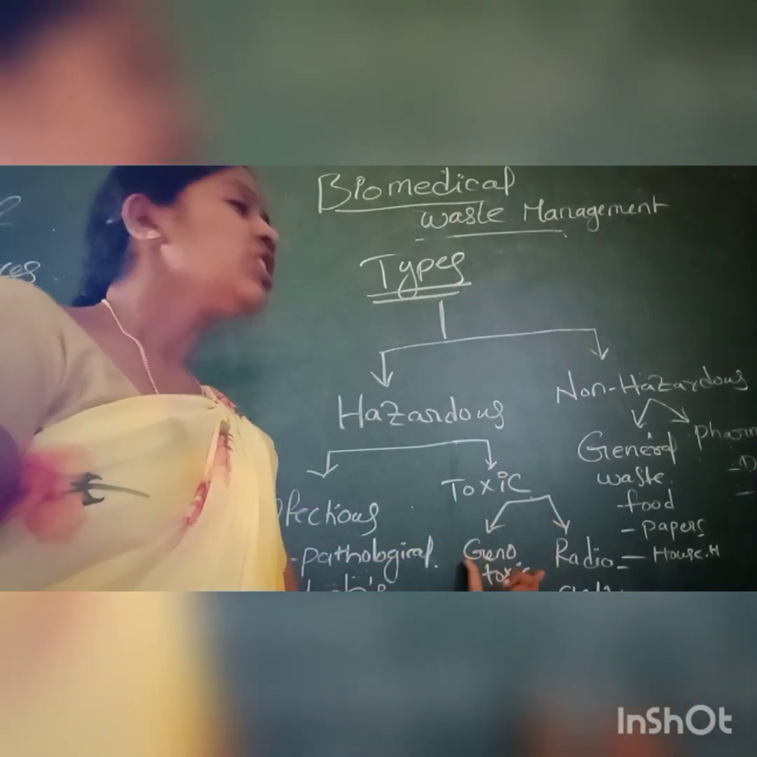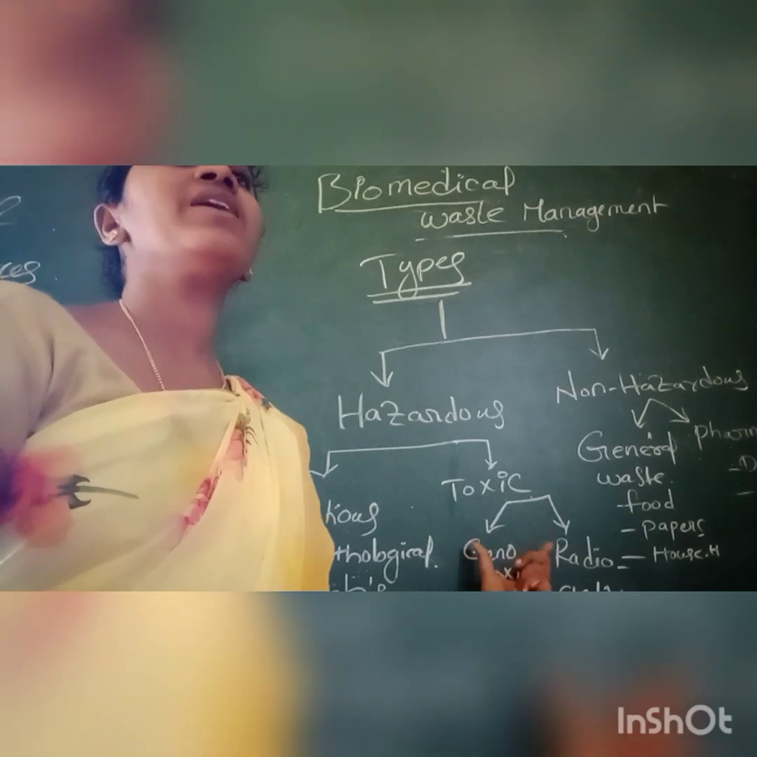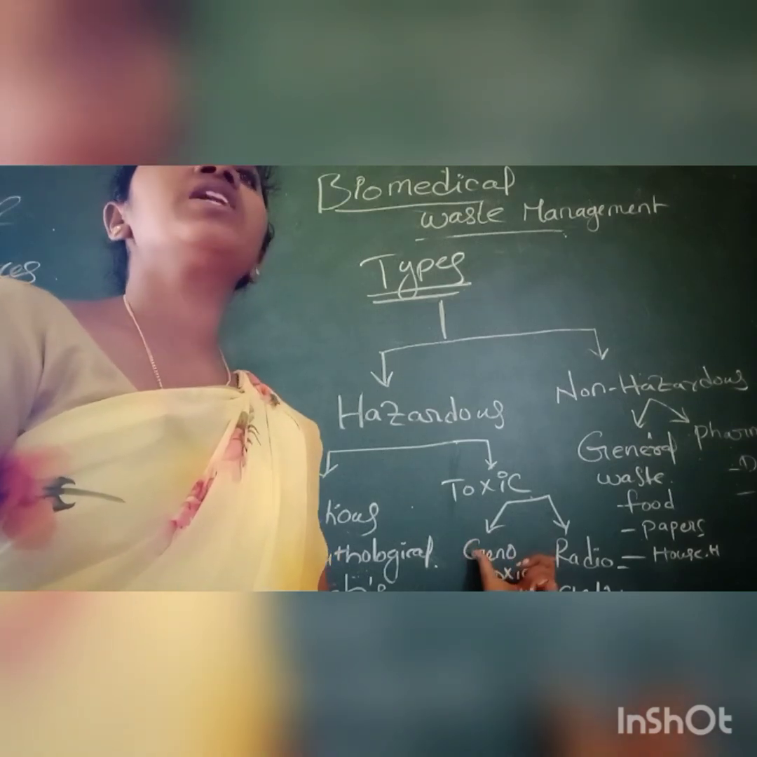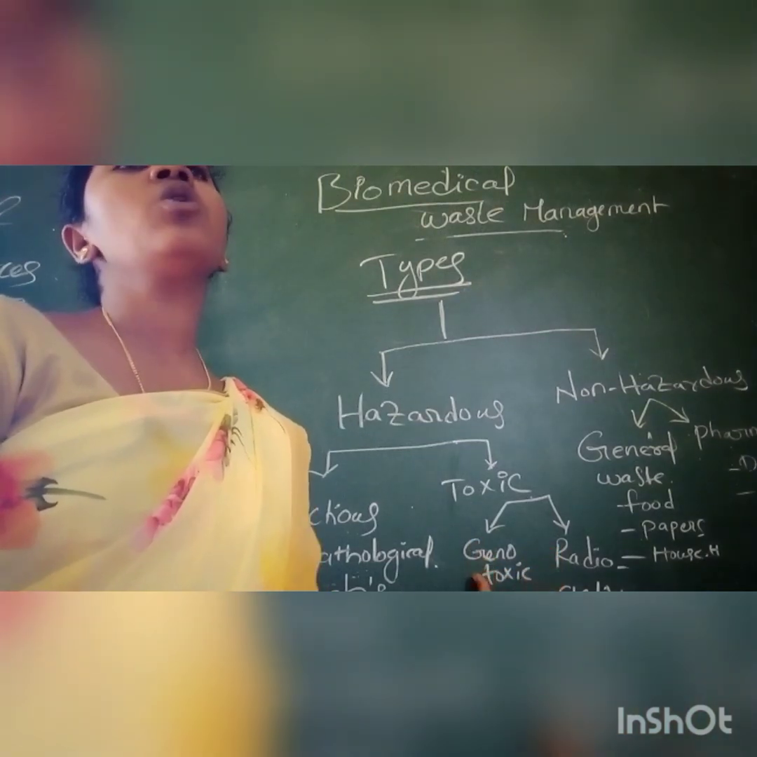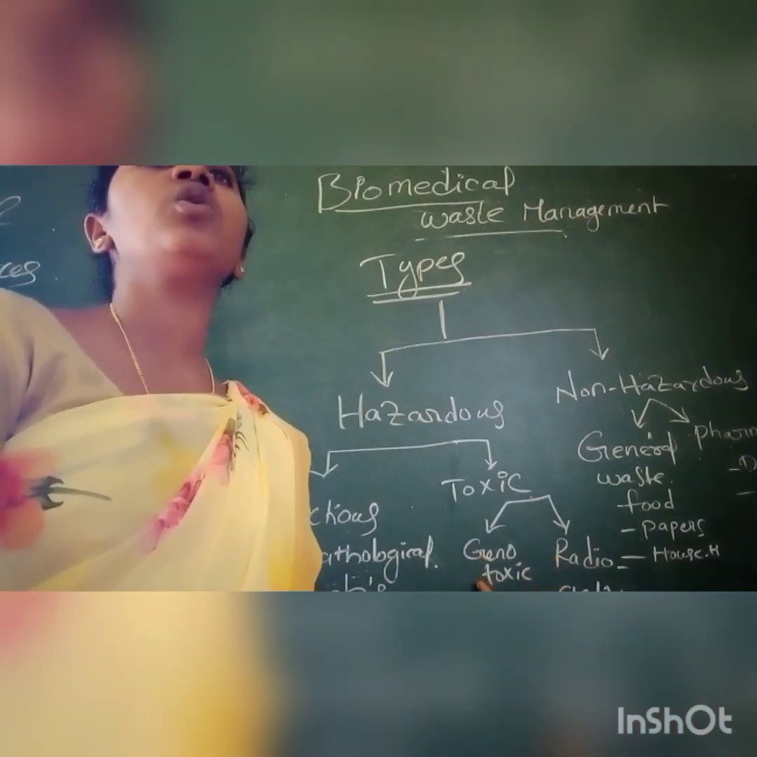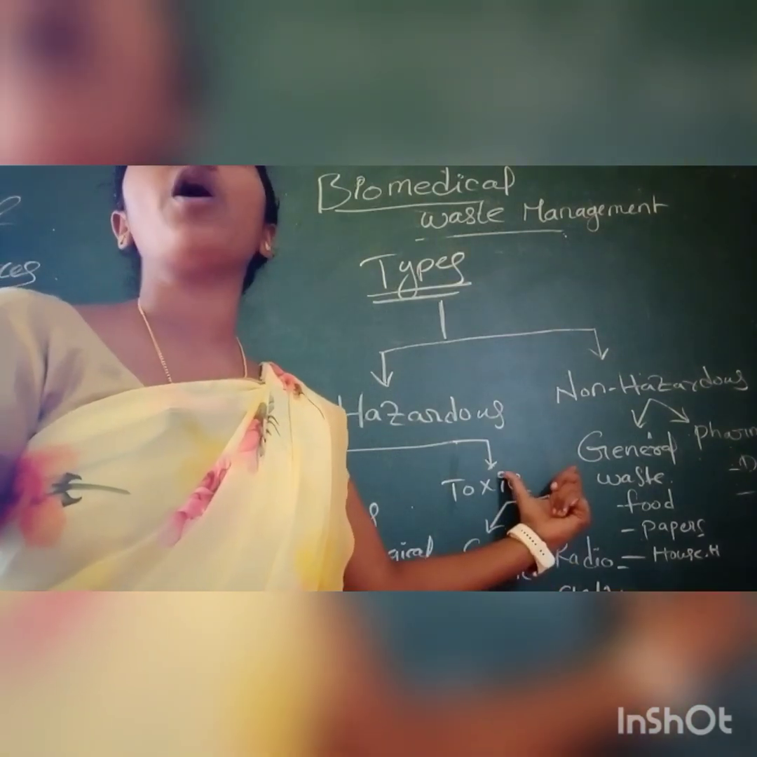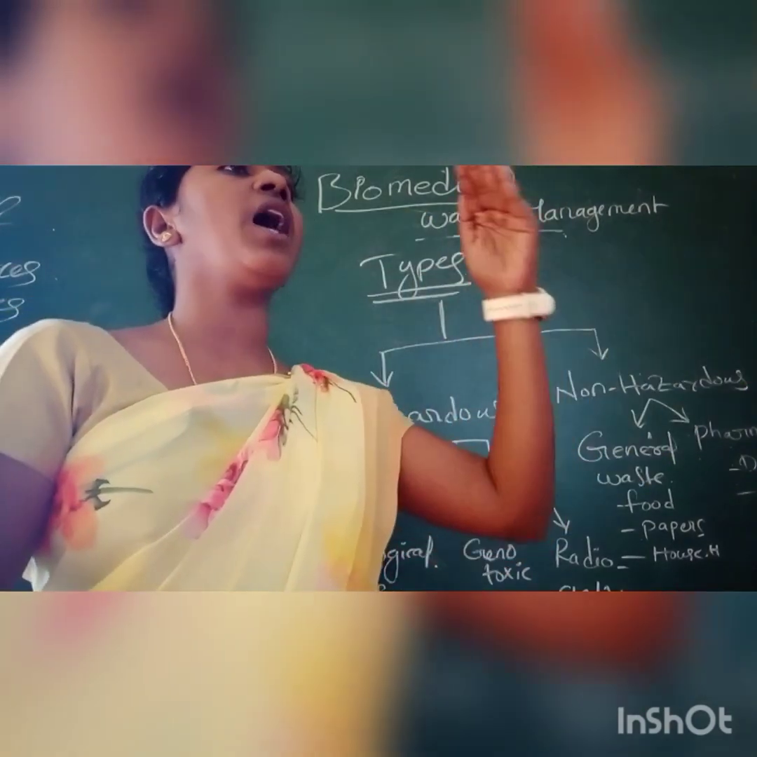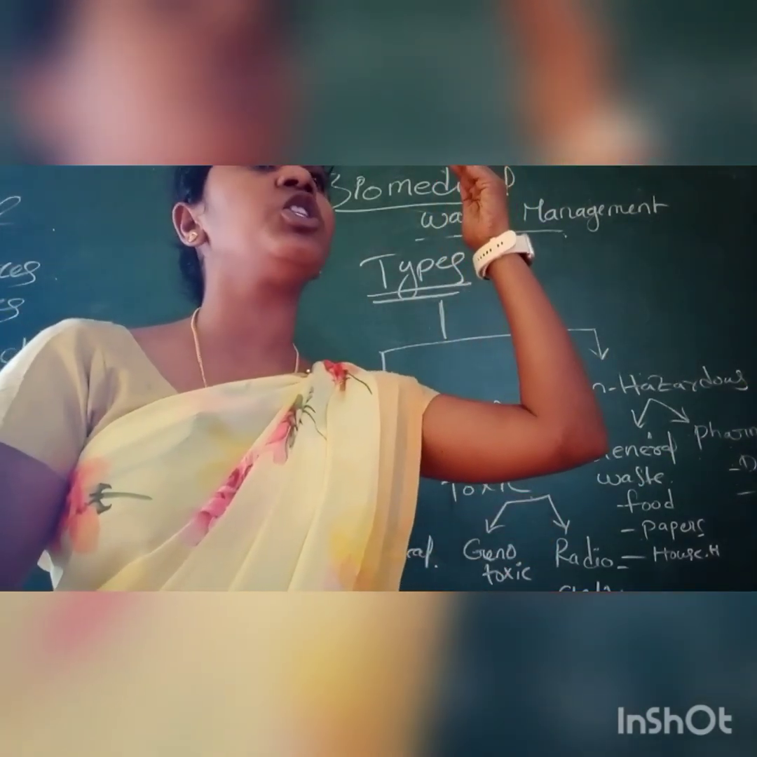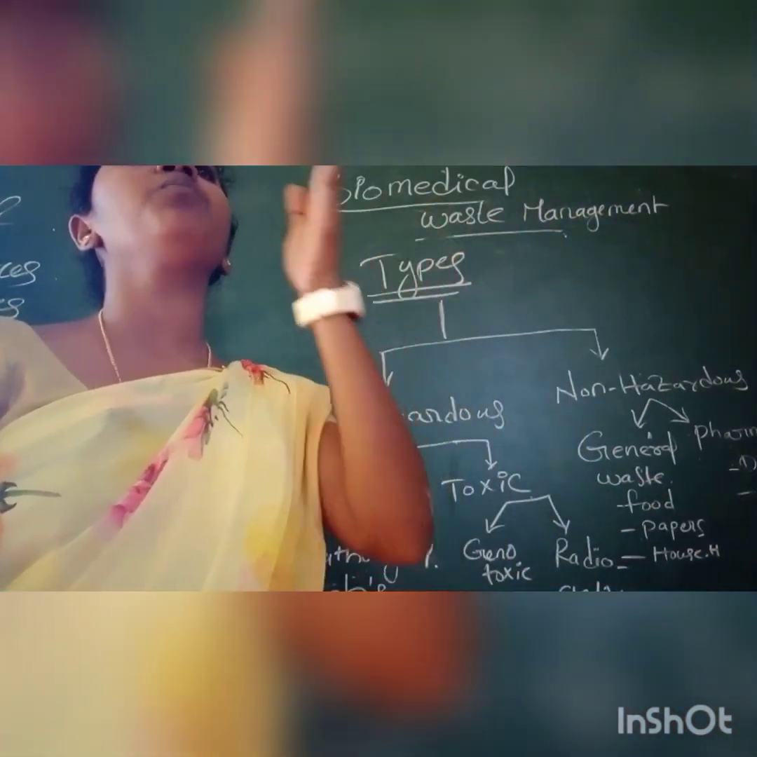What are the hazardous ones? Genotoxic. What do you mean by gene? DNA or RNA, the genetical code. Why do they call them genotoxic? Some of these wastes are very dangerous. If we unfortunately get exposed to genotoxic drugs, there is a chance of genetic mutation.